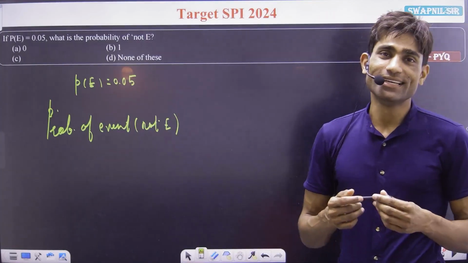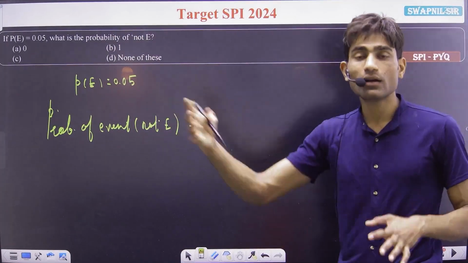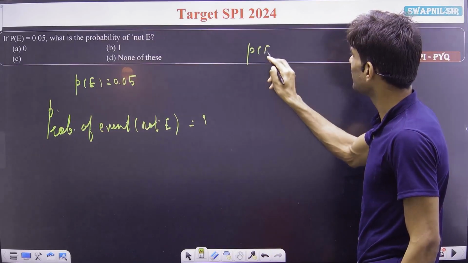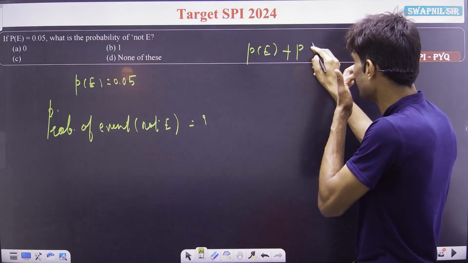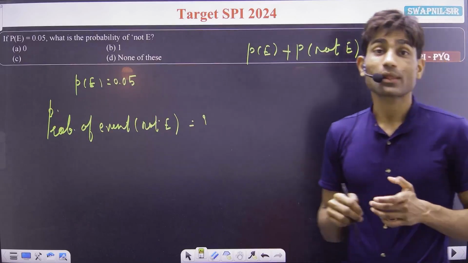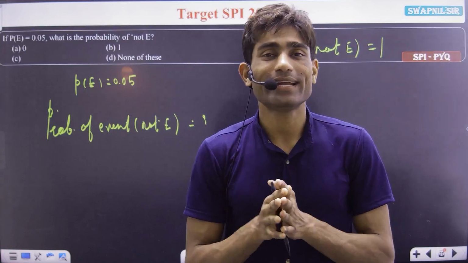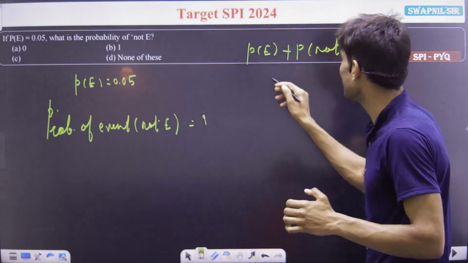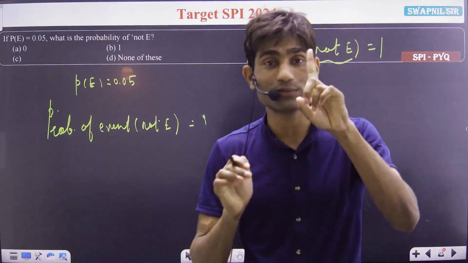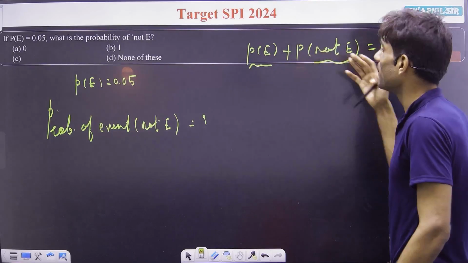Now let me write one formula that we already learned earlier in our lecture. It says that the probability of event E plus the probability of event not E always gives us the value 1, because these events are defined on the same sample space. Then we write the probability of event E plus the probability of event not E, which gives us the value 1.